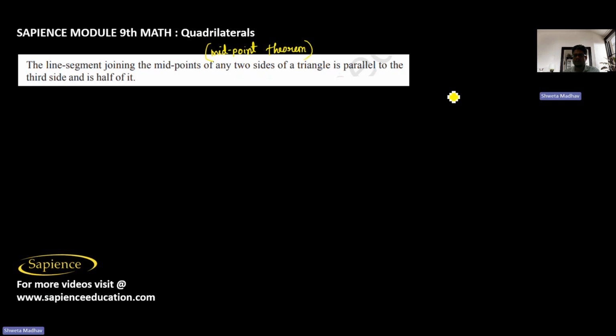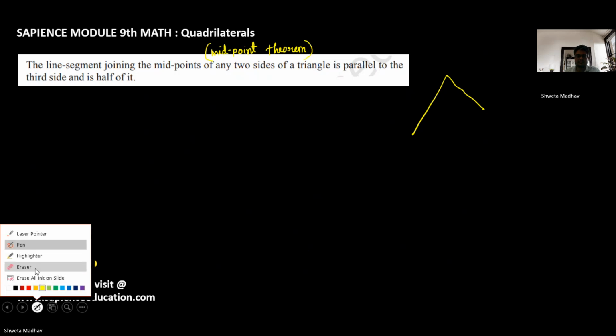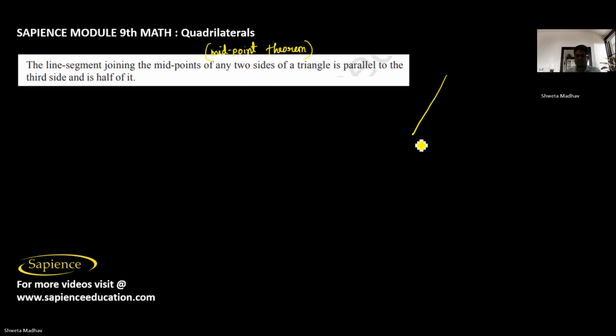So here we can take one triangle. The triangle is suppose ABC. Suppose D is the midpoint of AB and E is the midpoint of AC. Then we have to prove that the line segment DE is parallel to BC and DE is equal to half of BC also. That will prove.